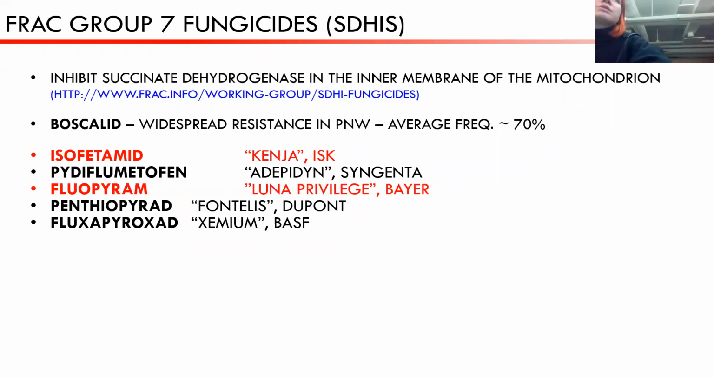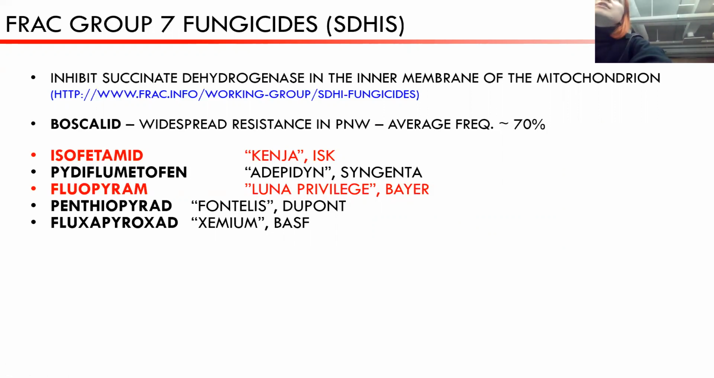A couple of years ago, chemical companies developed 5 new FRAC group 7 fungicides that are listed here: Kenja, Adepidyn, Luna, Fontelis, and Xemium. Two of them, Kenja and Luna, highlighted in red, I believe are registered in Washington for control of gray mold, while the others are not.